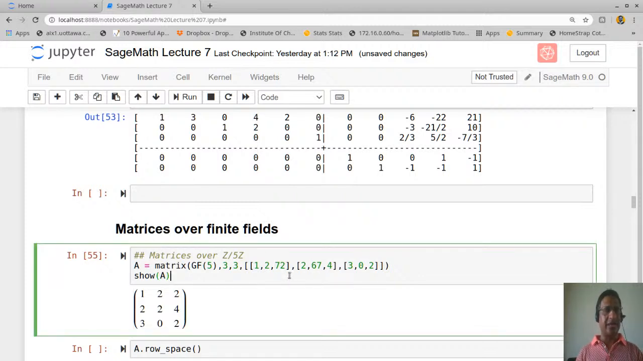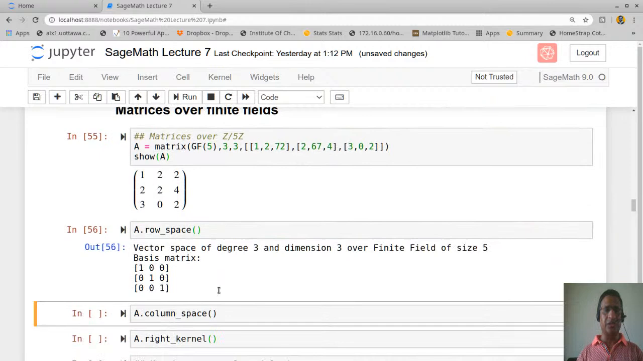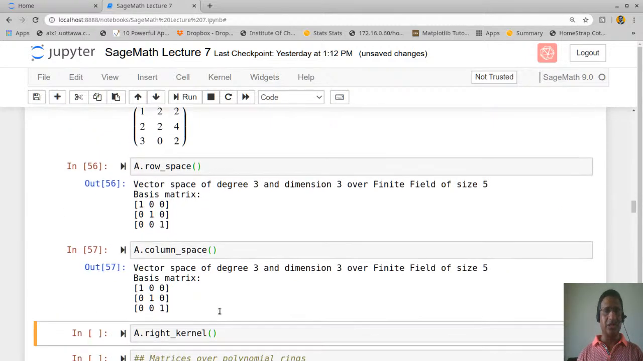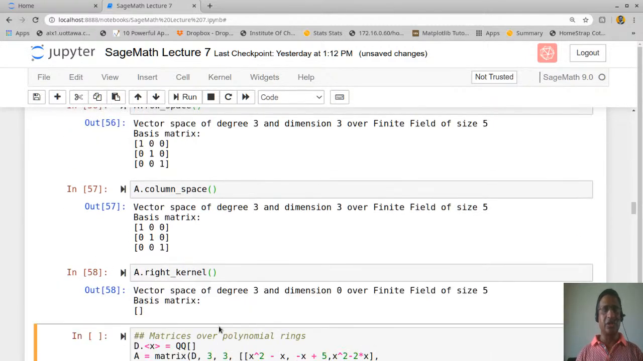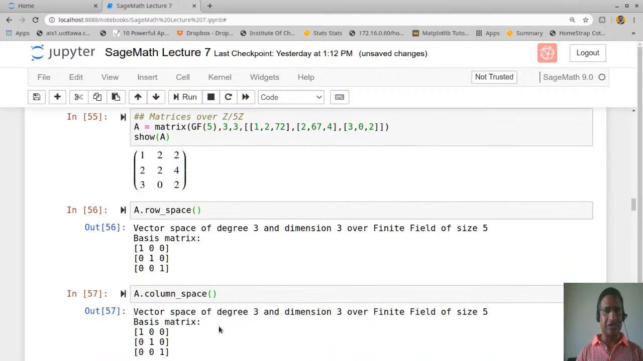So you can define a matrix over a finite field, and again you can find out what is the row space of this, what is the column space of this, what is the kernel of this. So all these computations can also be done for this kind of matrices which are defined over a finite field. In fact you can find out the number of elements and all that. We will come to this a little later.